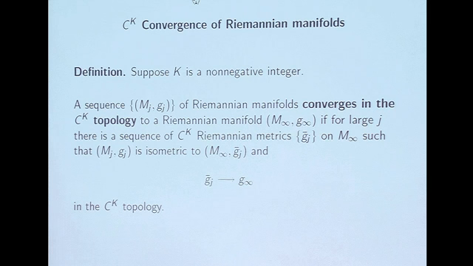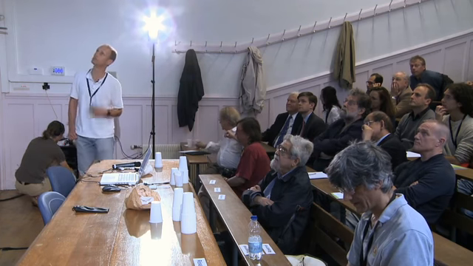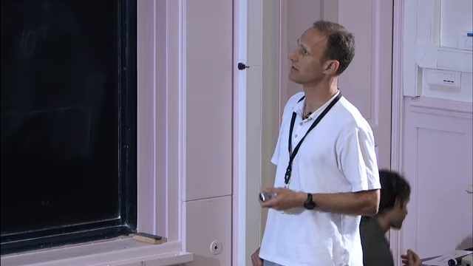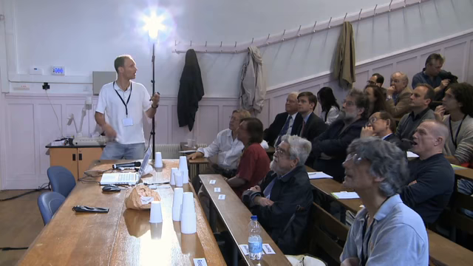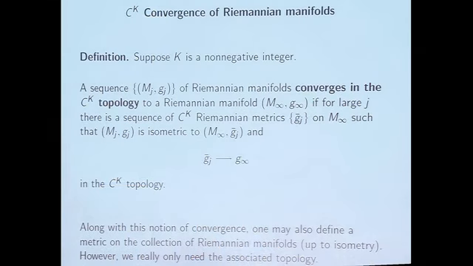a sequence of metrics, g_j bar, living on the limit manifold, such that the jth manifold in your sequence is isometric to the limit manifold equipped with this bar metric, g_j bar, and the bar sequence converges in the C^k topology to the limit metric g_infinity. Okay, so this gives a natural notion of convergence. In fact, you can cook up an associated notion of metric, a sort of C^k metric, on Riemannian manifolds up to isometry, but that's not going to be relevant. What's really needed is just a notion of closeness, or the topology.